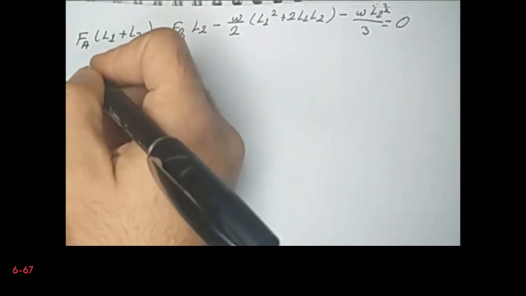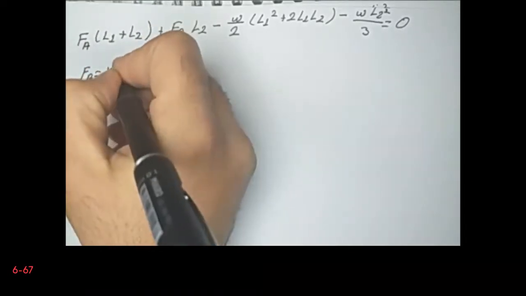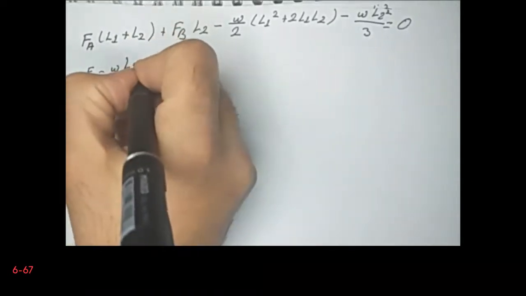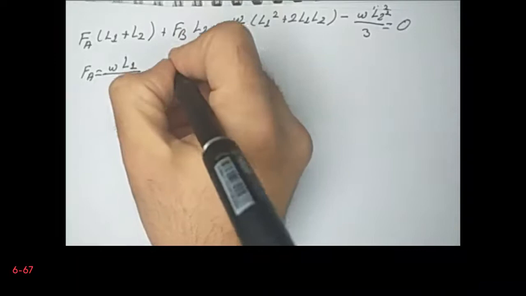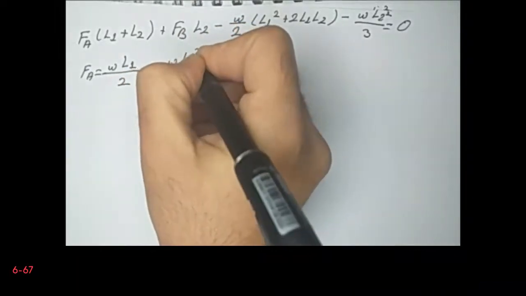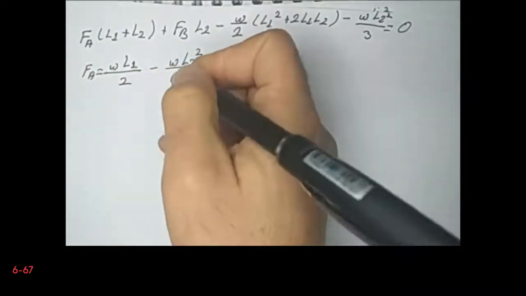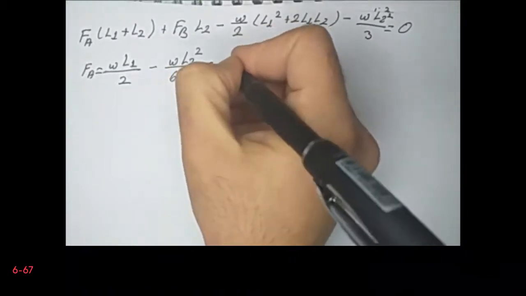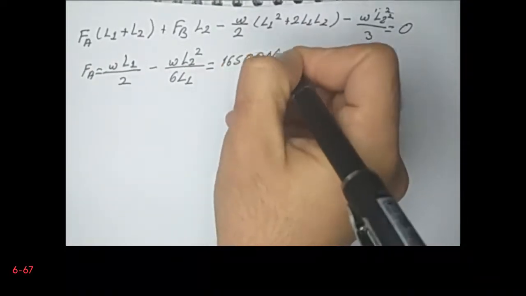From these two equations, from the force equilibrium and moment equilibrium, we can calculate the reaction forces FA and FB. So FA is equal to W L1 divided by 2 minus W L2 square divided by 6 L1. If you put the values, what you're going to obtain is 16,500 newtons.